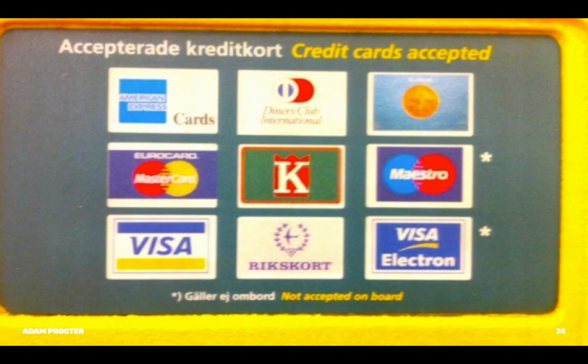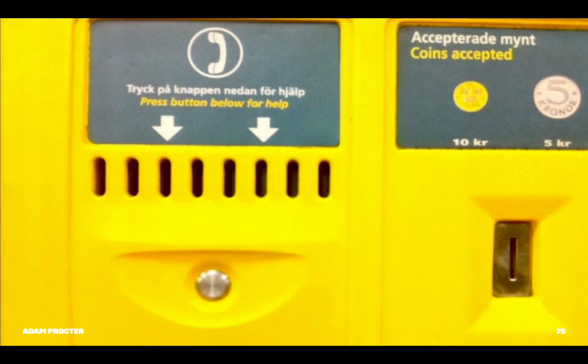So also on this machine are the credit cards that are accepted, but for some unknown reason, rather than just showing the ones that are accepted, there is a little asterisk to show you the ones that are not accepted. So that may be confusing, because you might just look at it and think, oh great, my card's on there. And of course you've got to look for the asterisk, so that adds a little bit.